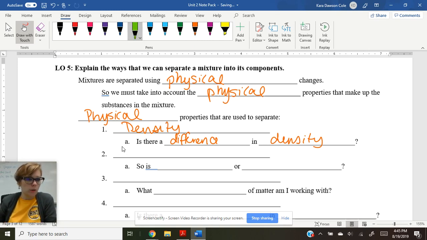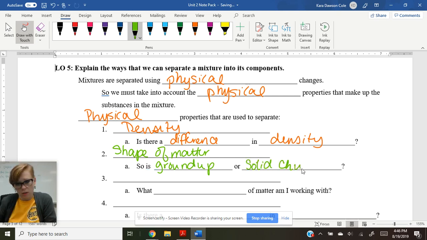The second one we can use is the shape of matter. So is it ground up, like salt, or is it like cubes of salt? Is it actual solid chunks? Because we can definitely pick out solid chunks, but when it's ground up all together, we can't separate that out as easily. So shape of matter is a good one to use.